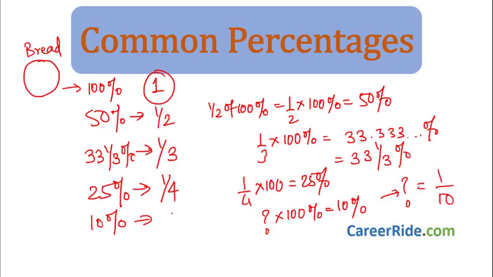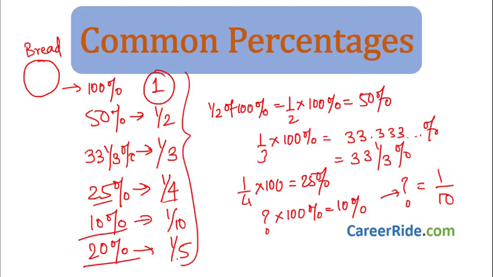So when a person wants 1/10 of the bread, that means that person wants 10% of the bread. If someone wants 1/4 of the bread, the person wants 25% of the bread. There's another important thing. If someone wants 1/5 of the bread, then that means the person wants 20% of the bread. So these are the common values associated with percentage. Half means 50%. 1/3 is 33 1/3%. 1/4 is 25%. 1/10 is 10%. 1/5 is 20%.